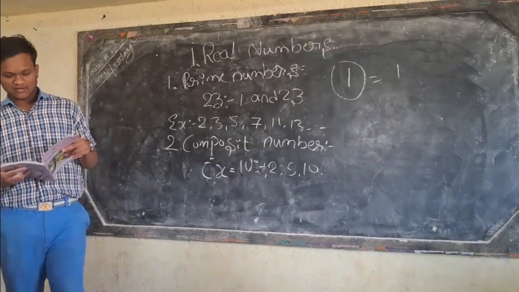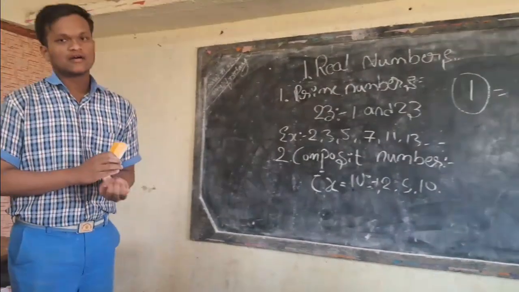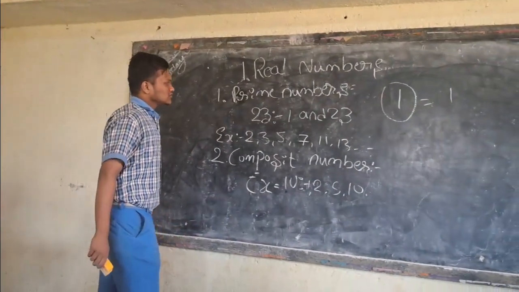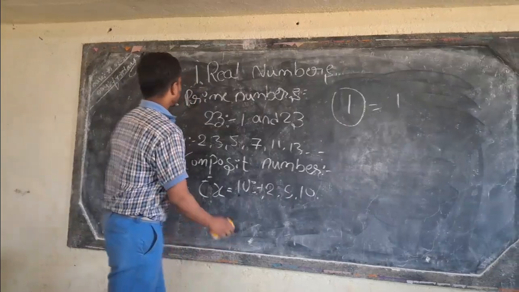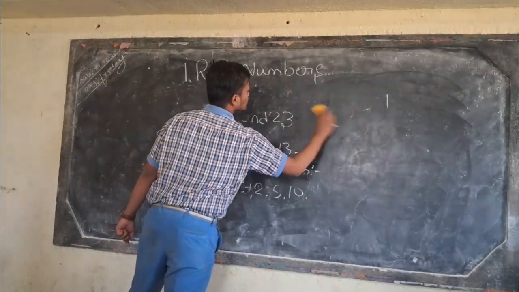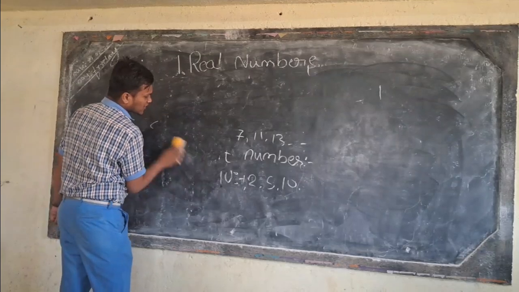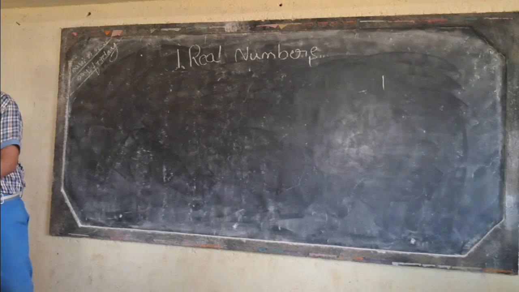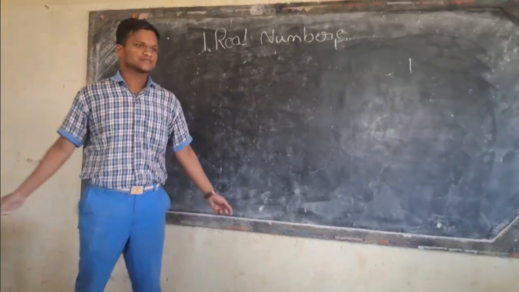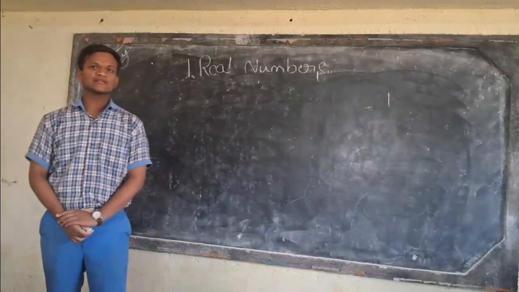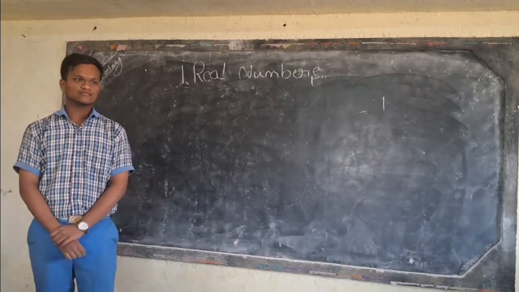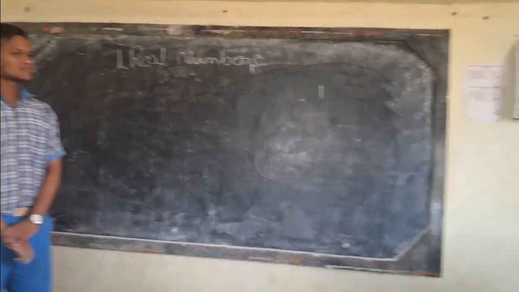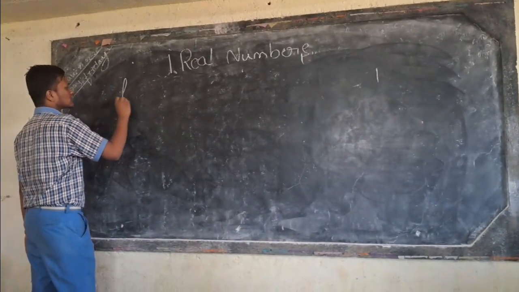Okay. Next point, the fundamental theorem of arithmetic. On the second page of your textbook, it is given. Can anyone define the fundamental theorem of arithmetic? Anyone? Girls? Every composite number is the product of prime numbers, and this factorization is unique. Good.